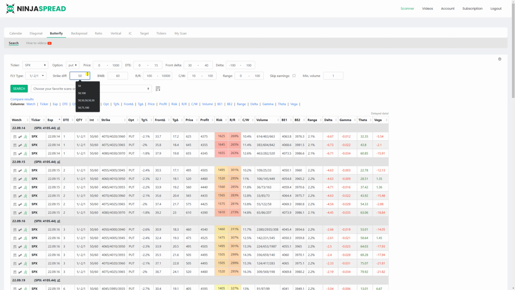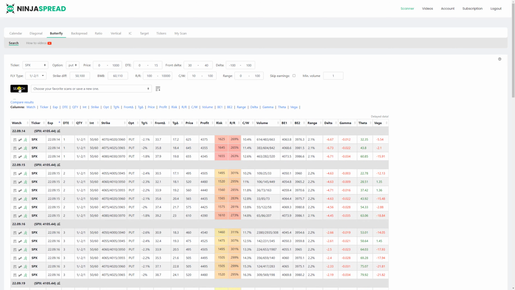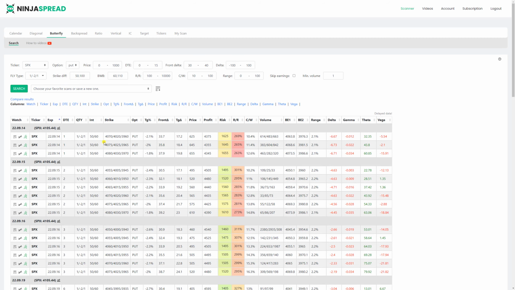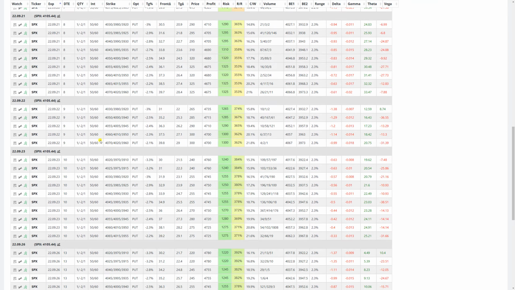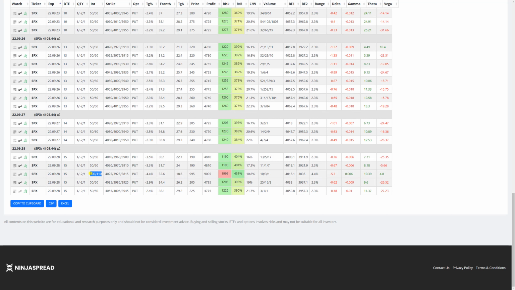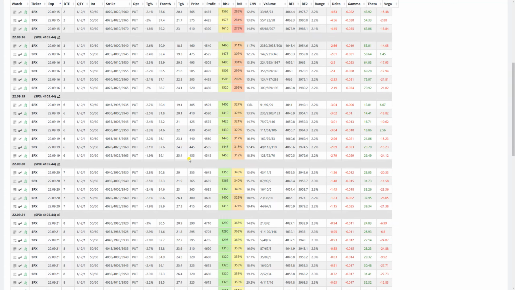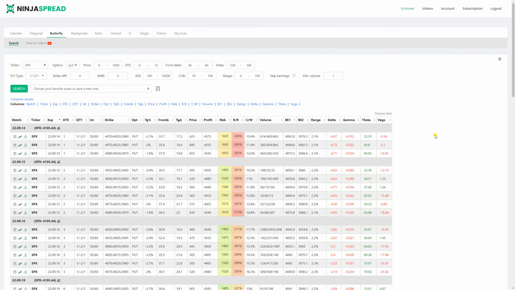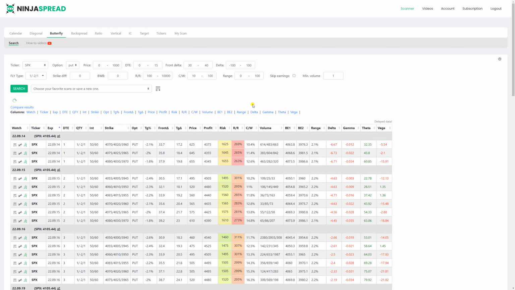If I want to look for multiple broken wing combinations, for example 50 to 60 and 100 to 110, I can run those two scans in one scan. Here you can see 50 to 60, and there is only one result for the 100-110 combination that is meeting those criteria above here. If I'm not sure what type of strike combinations to look for in a BWB, I can always use 0, and NinjaSpread will try and find all the combinations. So let's look for all the combinations.